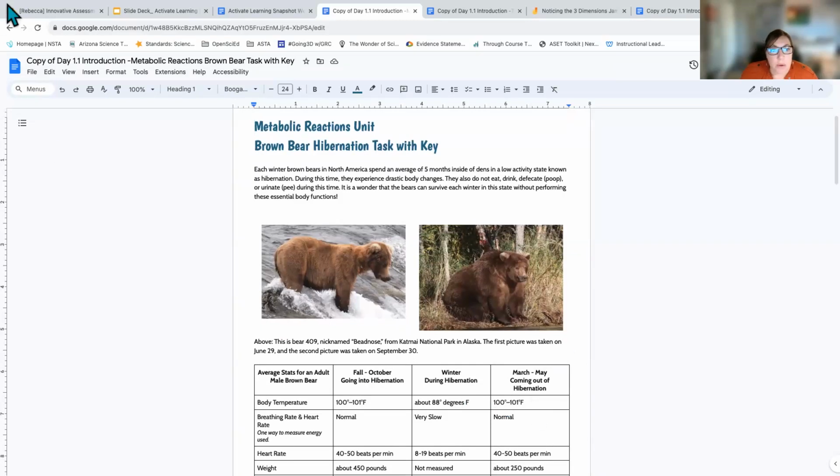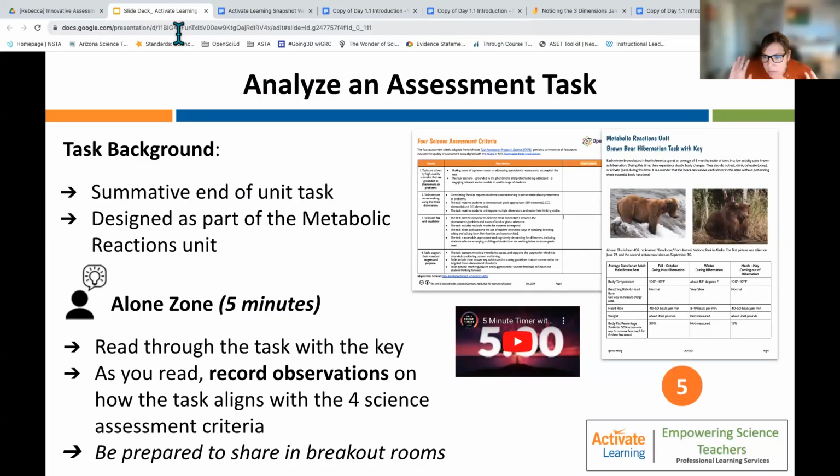Okay, cool. So here's your task. Now that you've got this background of the 3 dimensions, and the criteria that need to be present inside of a task, you're going to jam those ideas together now and analyze this task.